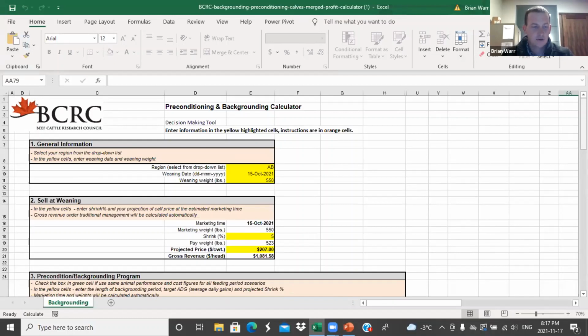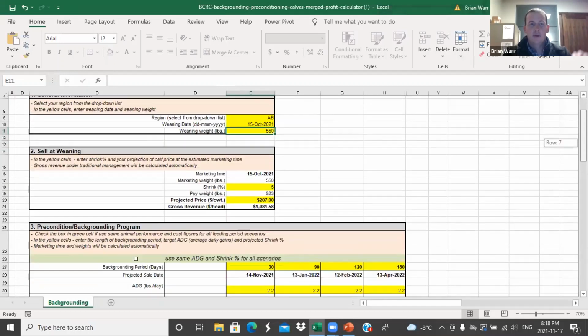So two things I've mentioned so far. One, maybe buy Dr. Hazard's book. The second one that would be free is to actually go into the BCRC calculator and download this and use it for your operation. So if you download it, it starts at the beginning. You have general information, and anything in yellow is what you put in for your operation. So if I lived in Quebec, I'd pick Quebec from the drop down, but I live in Alberta, so I picked Alberta. You can put in your weaning date, your weaning weight. So that's kind of the general information.